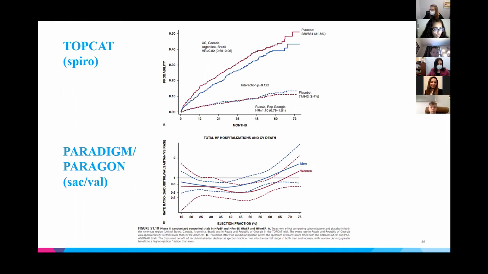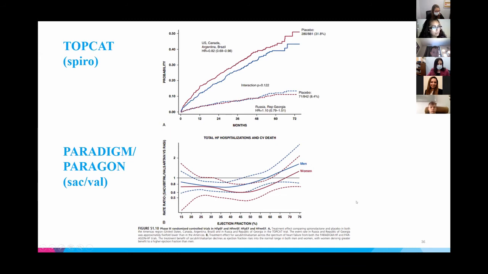So the event rate in Russia and the Republic of Georgia was approximately 5-fold lower than the Americas. The thought was that there were patients enrolled in this trial from Russia and the Republic of Georgia who actually did not have heart failure with preserved ejection fraction, because the event rate was so low. If you eliminate that data and just look at the Americas data, there is a difference in heart failure hospitalizations between patients who got placebo versus spironolactone.